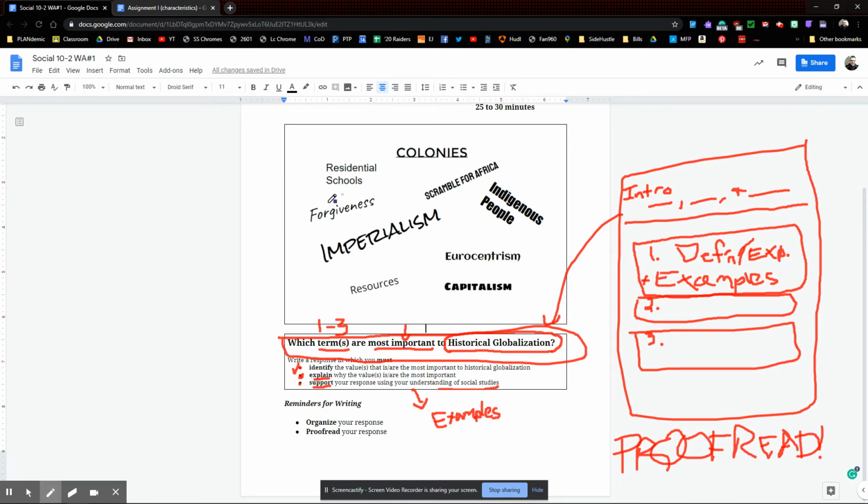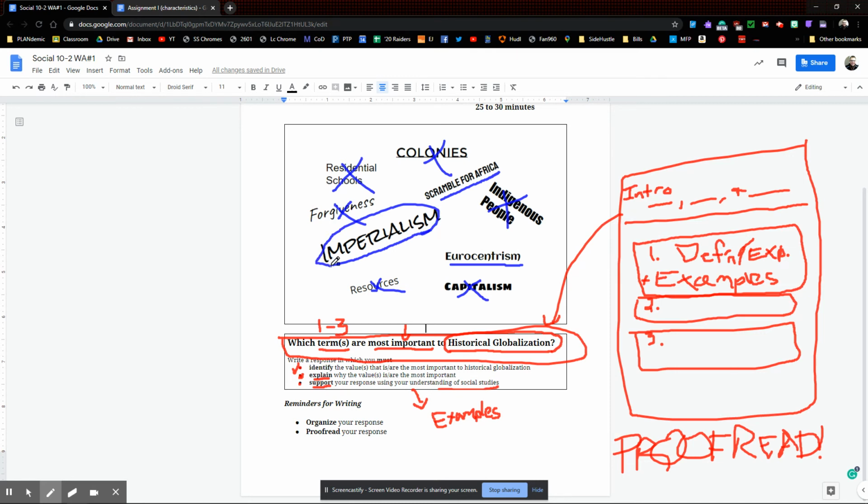Okay, so I'm going to switch colors here, and I'm just going to go through each of the terms up here. Now remember, these are all different terms that I could use. I'm only going to choose 1 to 3. Let's say I'm doing this at home, and I'm going to say that, well, imperialism was pretty good. Eurocentrism was a big part of it. And then for the last one, I'm going to say nothing represents it better than Scrabble for Africa. All of these other ones I'm just going to cross out because I don't think they work as well, and I'm going to focus on the 3 that I chose.